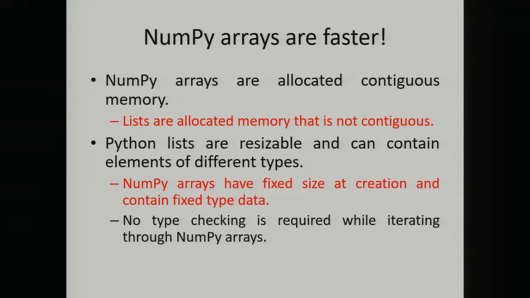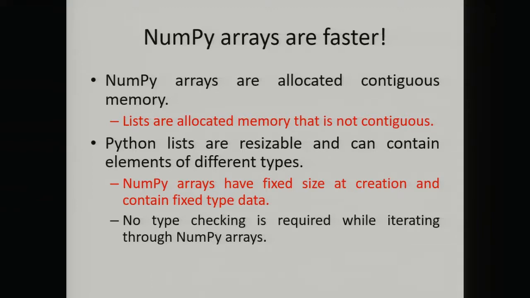Okay. That is, you get a sequence of one block of memory for NumPy arrays, whereas you could have blocks of memory allocated at different locations in memory for a Python list. Python lists are resizable and can contain elements of different types, whereas NumPy arrays have fixed size at creation. Okay. Does that mean I cannot increase the size of a NumPy array? You can always increase the size of a NumPy array by creating a new array by adding the extra elements. So NumPy arrays have fixed size at creation and contain a fixed type of data.